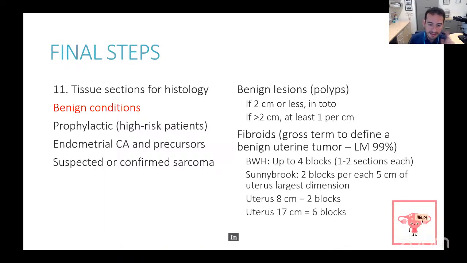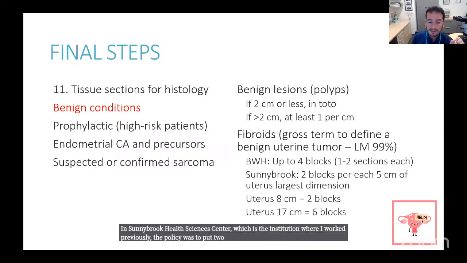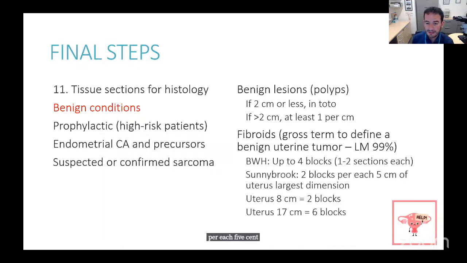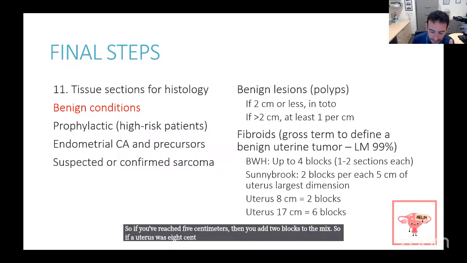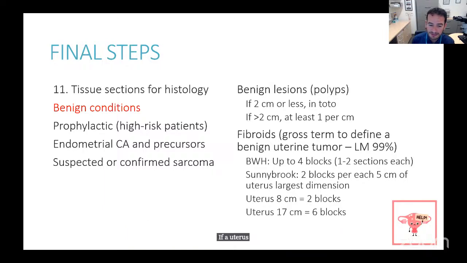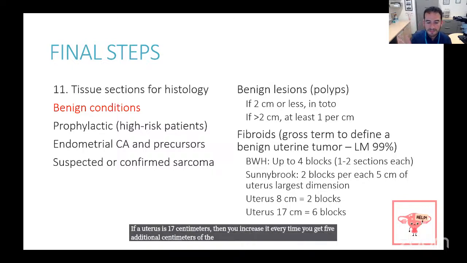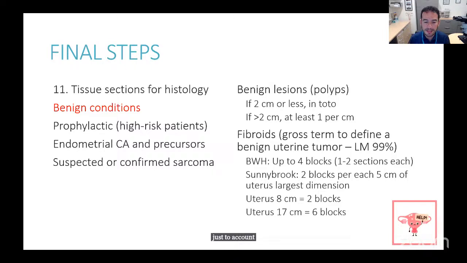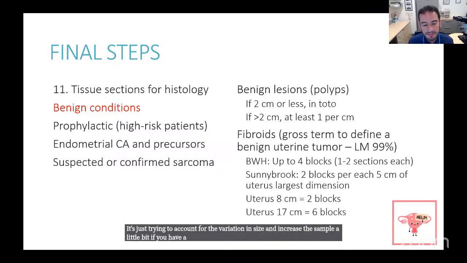At Sunnybrook Health Sciences Center, which is the institution where I worked previously, the policy was to put 2 tissue blocks per each 5 centimeters of the uterus's largest dimension. So if you've reached 5 centimeters, then you add 2 blocks to the mix. If a uterus was 8 centimeters and you have at least 5 centimeters in that specimen, you put 2 blocks. If the uterus is 17 centimeters, then you increase it every time you get 5 additional centimeters of the uterus's greatest dimension. This really sounds complicated, but it's just trying to account for the variation in size and increase the sample a little bit if you have a much larger uterus occupied by fibroids.